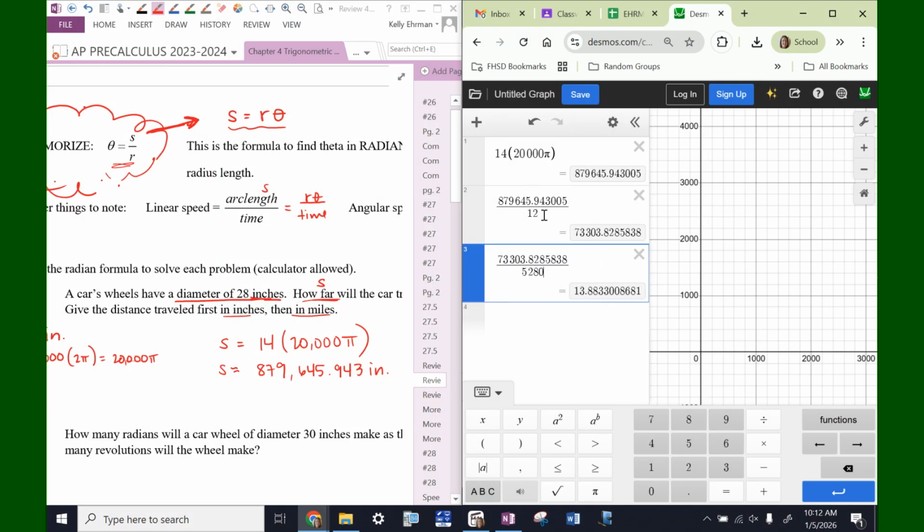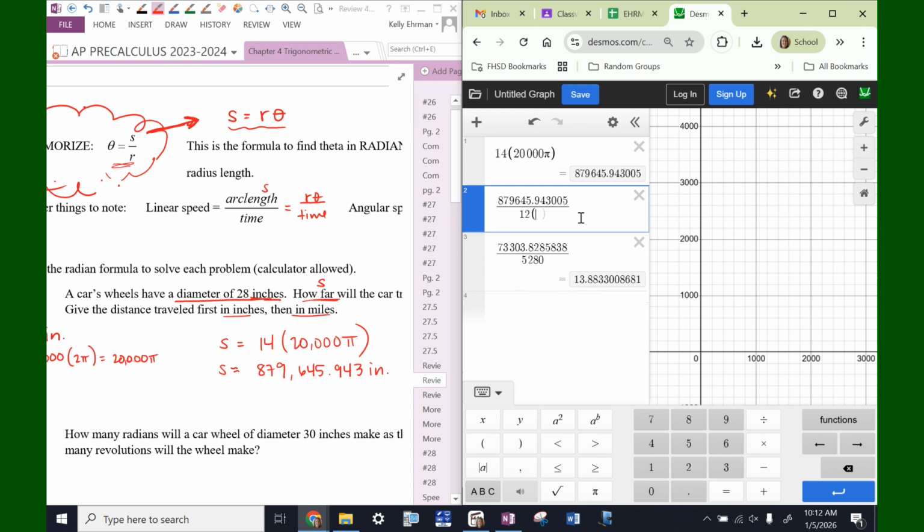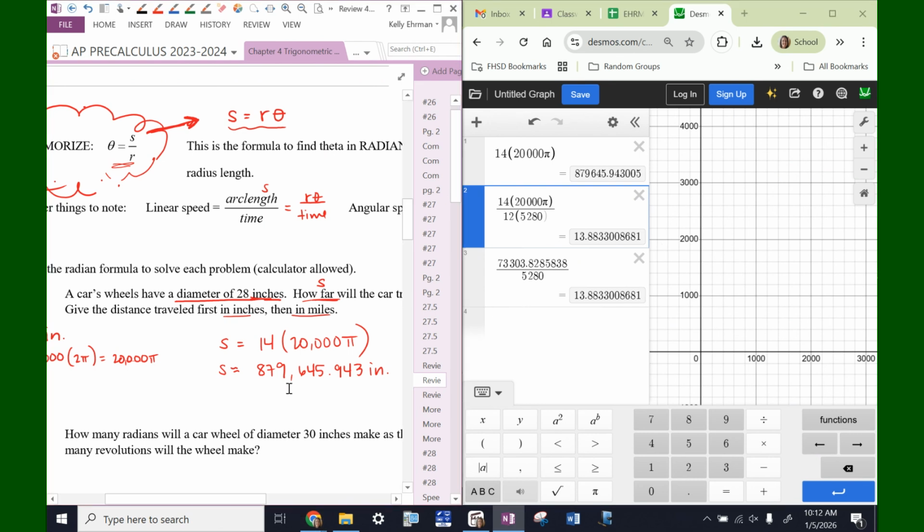So 13.883. Could I have done this, divide by 12 and divide by 5,280? Yes, I could. Get the same answer. And did I have to use this, or could I have said 14 times 20,000 pi? Sure, could have done that too. All right, so 13.883 miles.